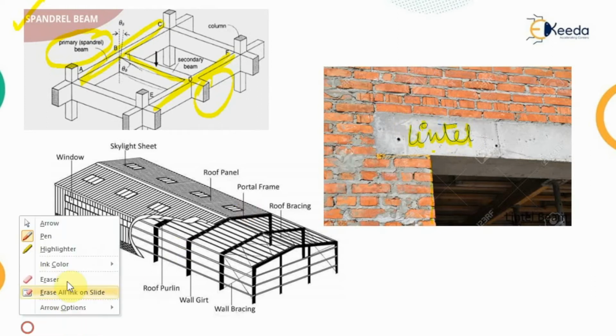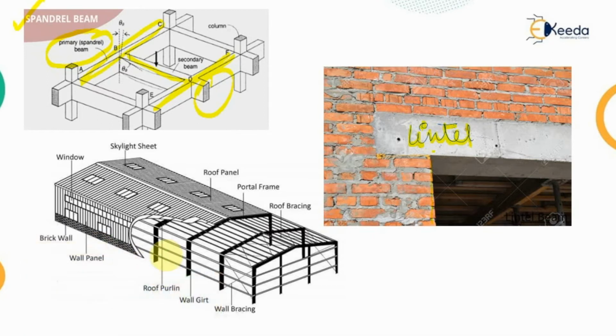Now another type of structure may be an industrial building. In this industrial building, between the wall columns, the beams which are running from column to column are known as the wall girt, while the member which is supporting the rafter is known as the roof purlin.